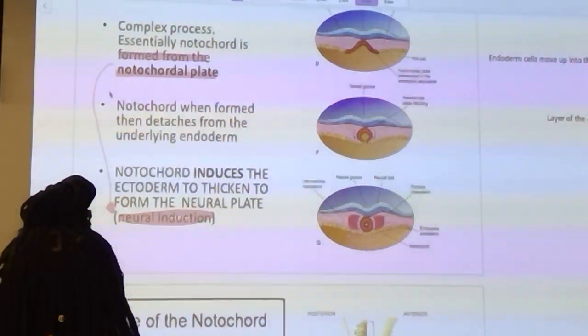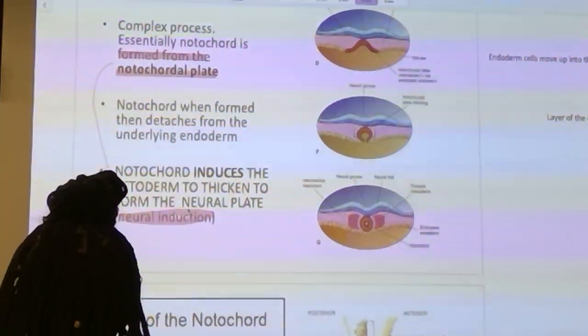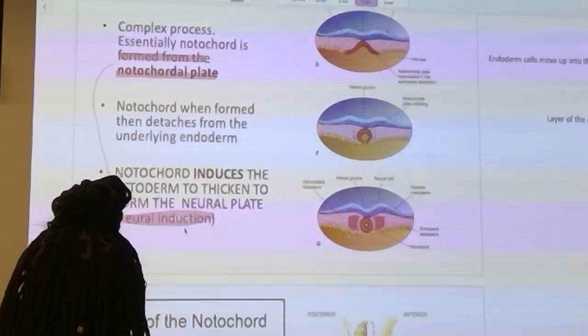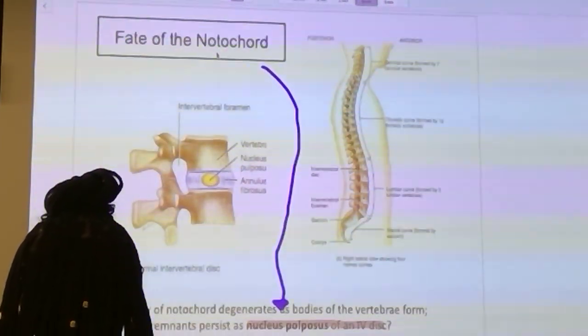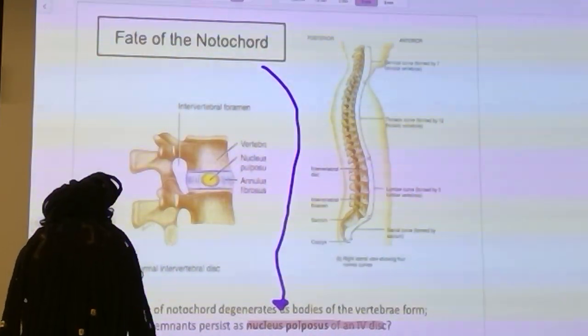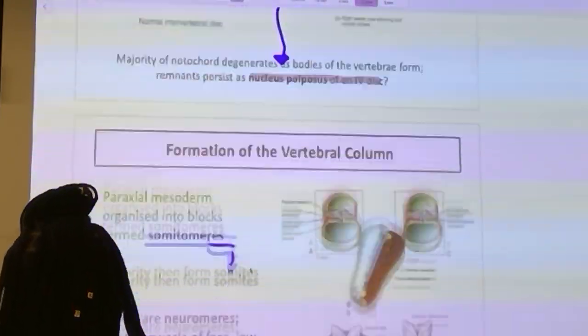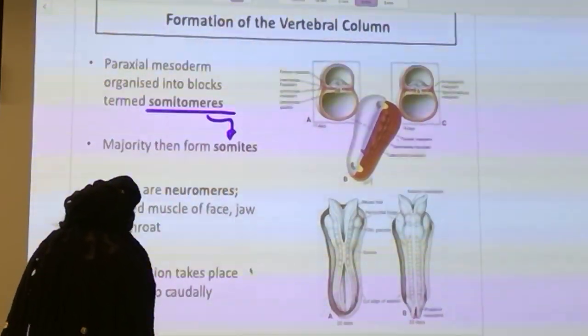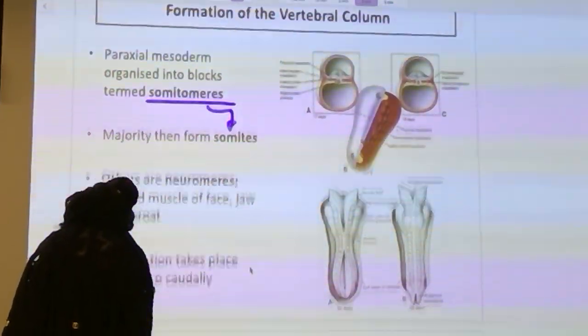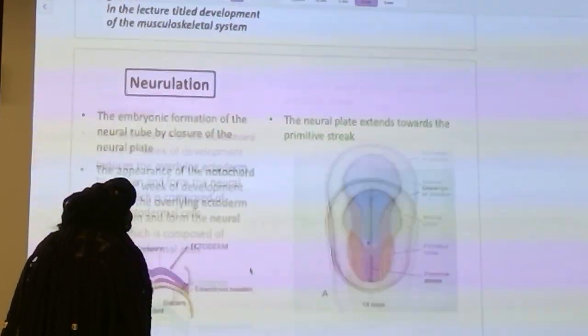Just know that the notochordal plate induces neurulation. And then the notochord turns into the nucleus pulposus. So that big flow chart summarizes all these slides. I'm going to skip it.